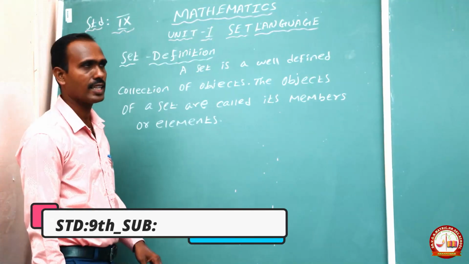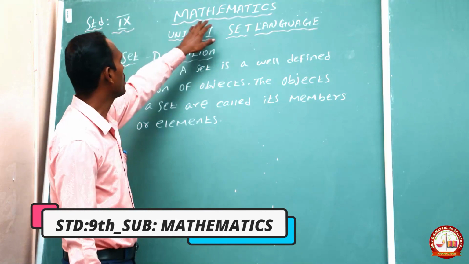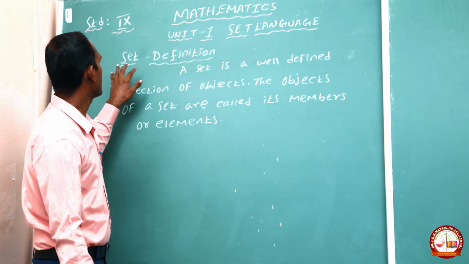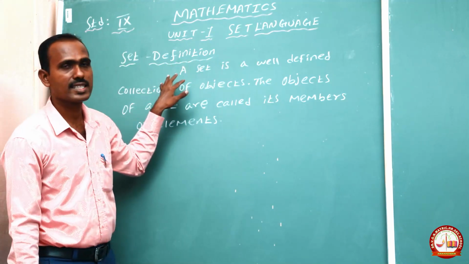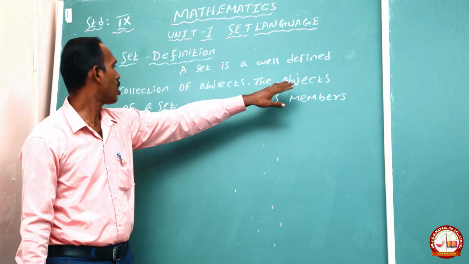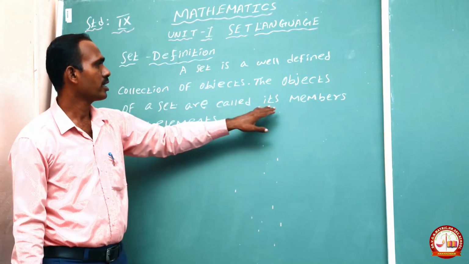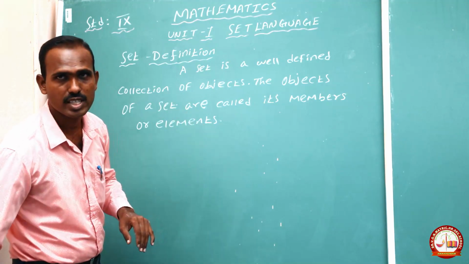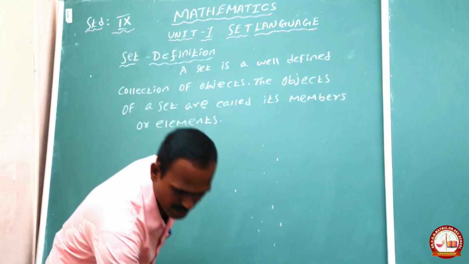Students, today we see the 9th standard mathematics, Unit 1: Set Language. Set definition: A set is a well-defined collection of objects. The objects of a set are called its members or elements. Okay. Now we see one example for the set.